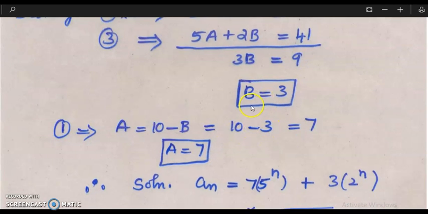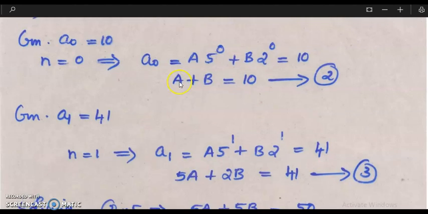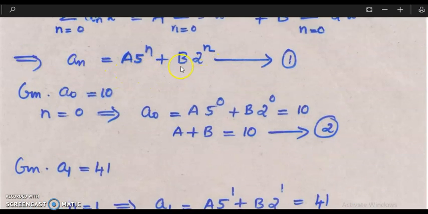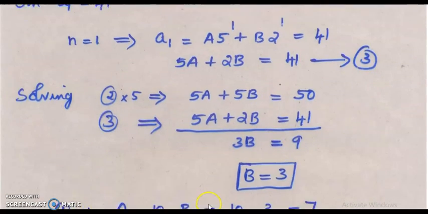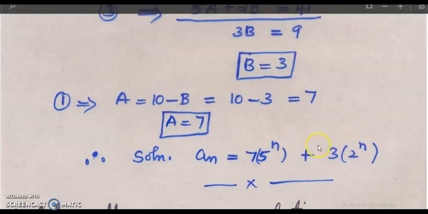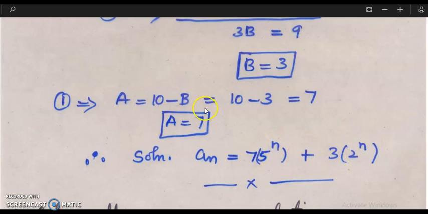After finding a and b, what you have to do is substitute them in this equation number 1, that gives the solution. So we substitute a and b here so that we get the solution. a n is equal to 7 into 5 power n plus 3 into 2 power n, because a is 7 and b is 3. So this gives the solution of the given non-homogeneous recurrence relation using the generating function.